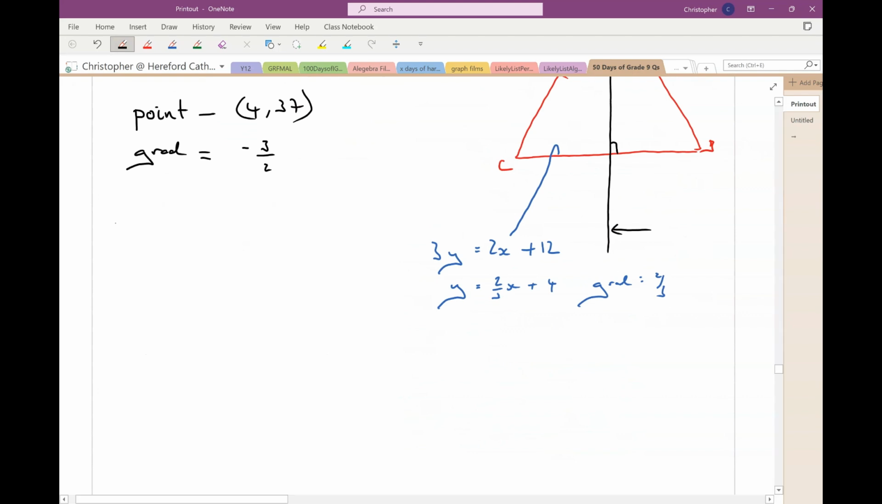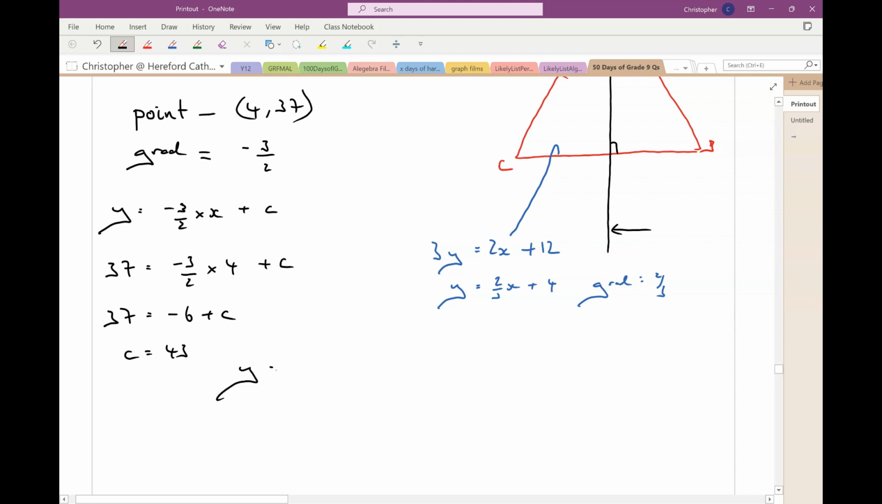So y is going to be minus 3 over 2 times x plus c, and I know that y is 37 when x is 4. So 37 is minus 6 plus c, so c is 43. So the equation of my black line is y equals minus 3 over 2 x plus 43.